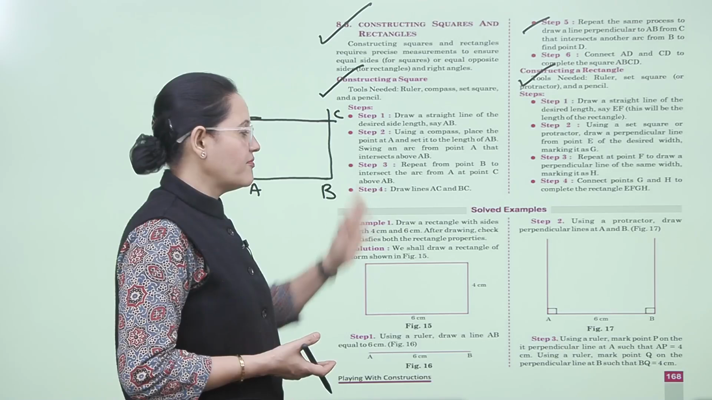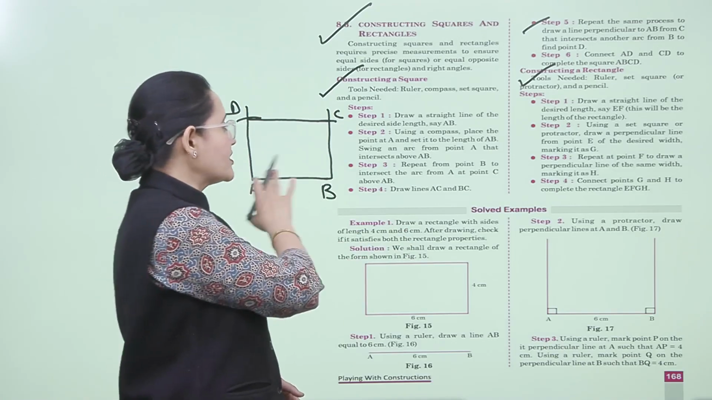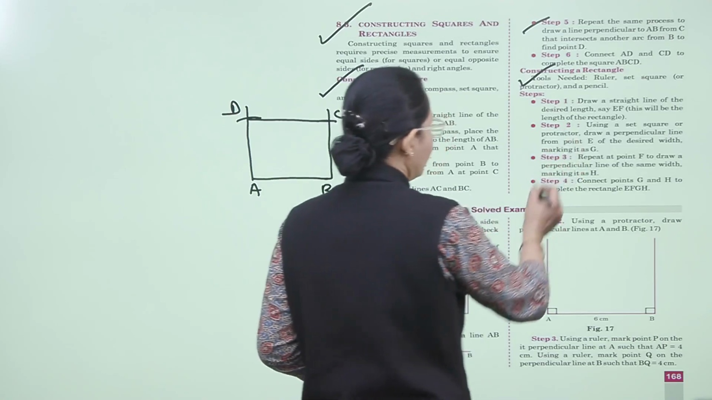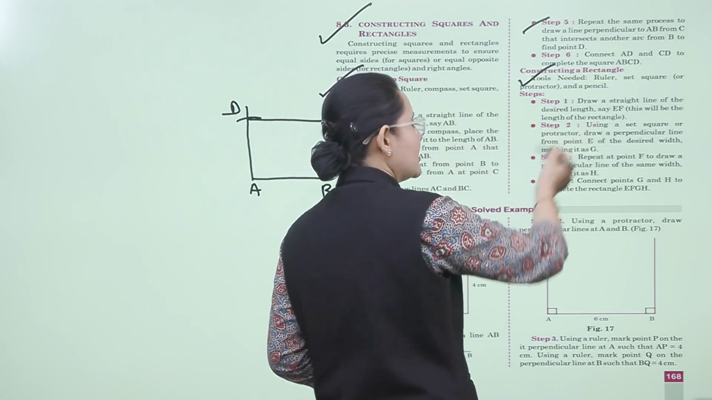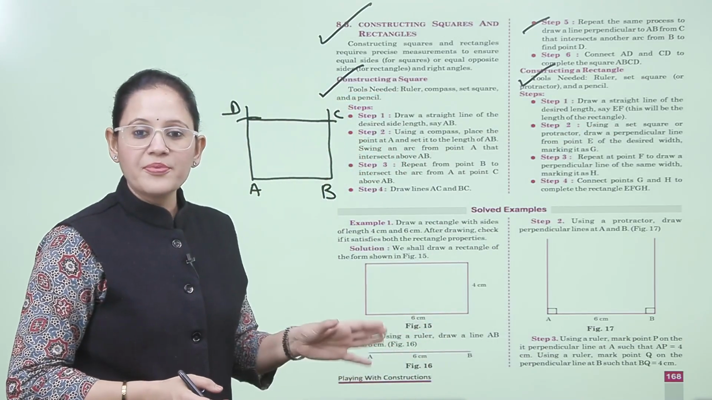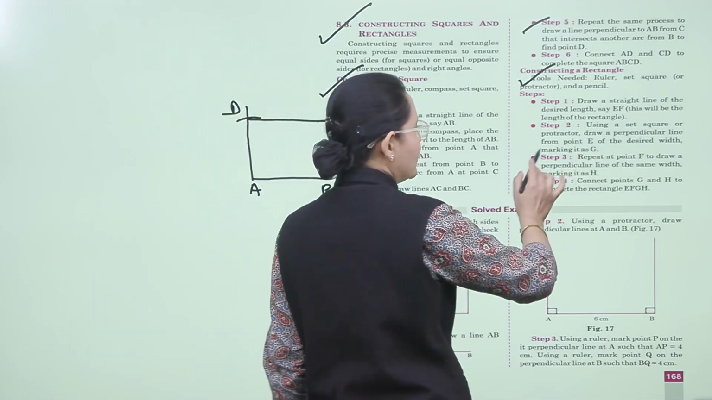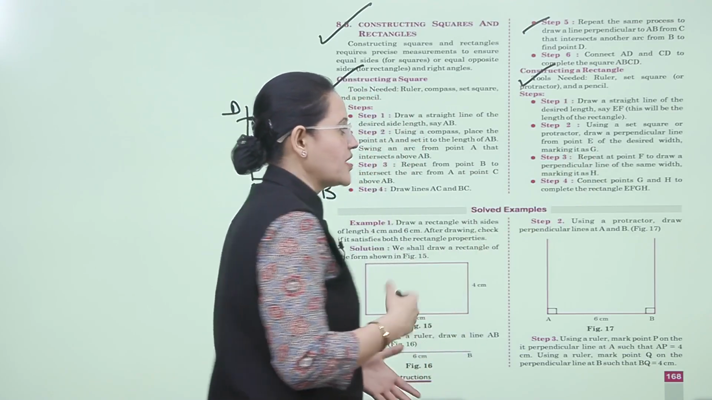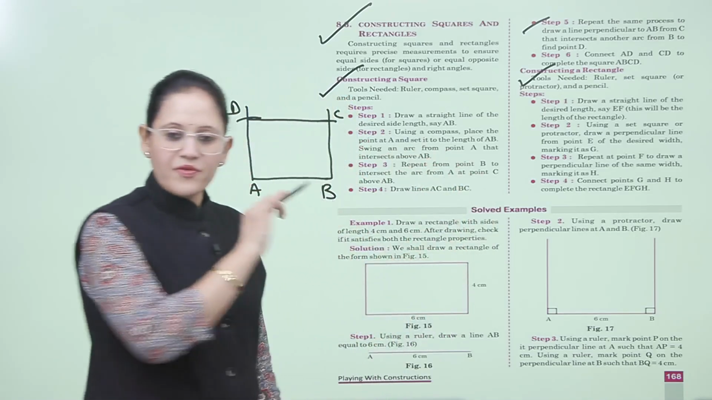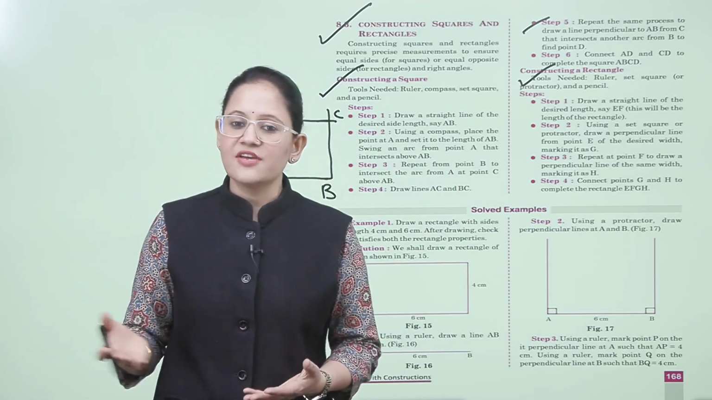In the same way, but we have to keep one thing in mind: in a square all four sides are equal, and in a rectangle opposite sides are equal. So first we will draw a line segment of desired length, suppose that is EF. Now using the set square or a protractor, draw a perpendicular line from the point E of desired width and mark it G. Now repeat the process with F, draw the perpendicular and mark it point H. Now we will join the points G and H, and that will be our required rectangle EFGH.